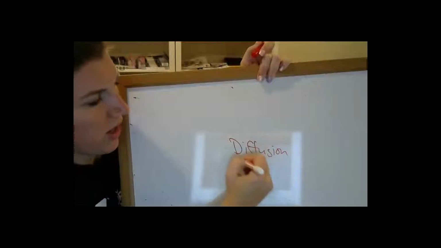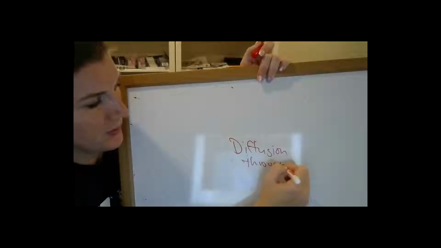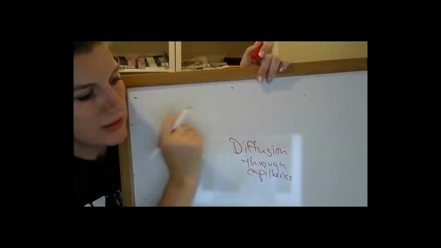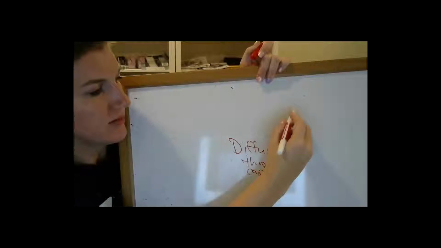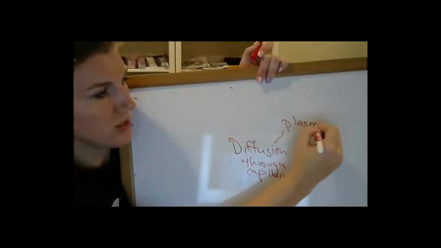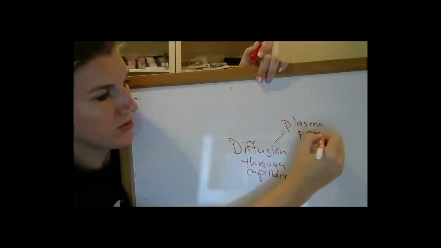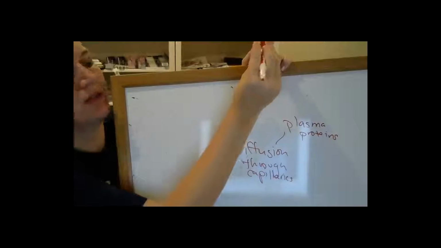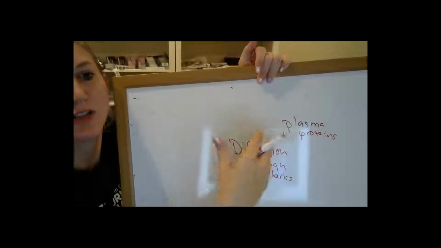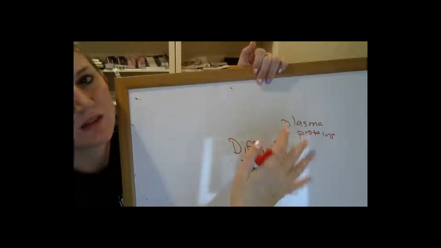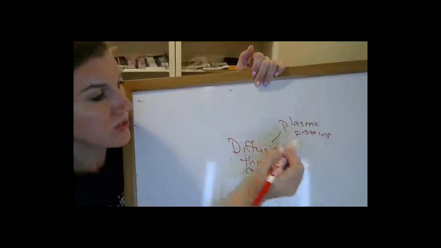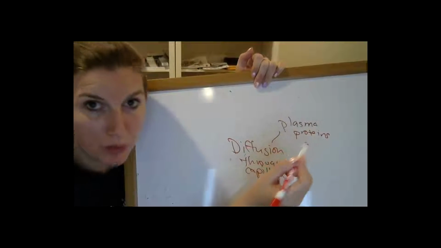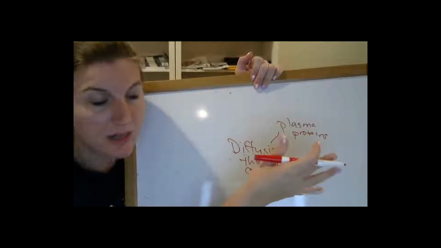Diffusion through capillaries. So we have something like plasma proteins, which are in the blood, right? These are things like fibrinogen and albumins. Most of these are manufactured in the liver. They float around the blood. They help with the osmotic pressure gradients. So these plasma proteins are rather large. Proteins are pretty big molecules made of amino acids.